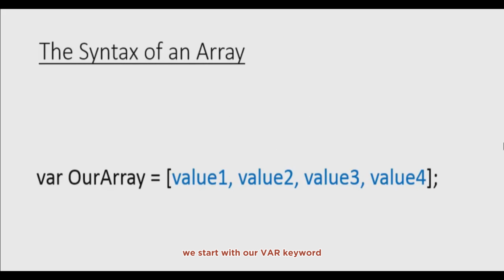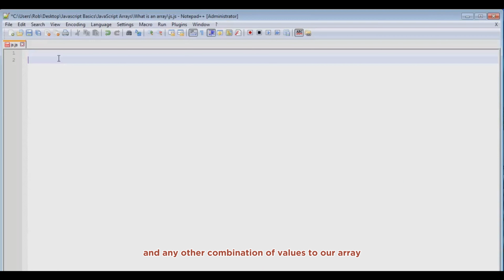We start with our var keyword and then the name for our array. When naming arrays, you follow the same rules as naming a variable. Next, you add an equal sign followed by a pair of brackets. Our brackets here represent our array. We can add strings, numbers, booleans, and any other combination of values to our array.